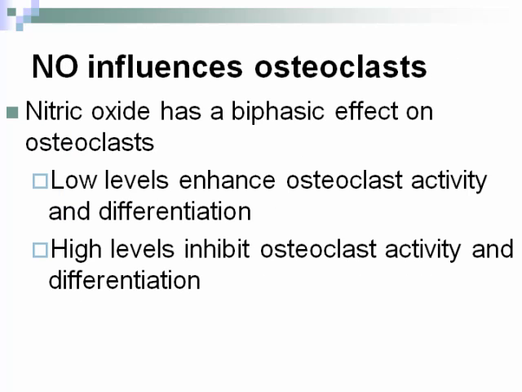The other thing that we know is that nitric oxide can influence osteoclast activity. It seems to have a biphasic effect, so that low levels of nitric oxide enhance osteoclast activity and differentiation, so we have more bone breakdown, and high levels of nitric oxide inhibit osteoclast activity and differentiation. So theoretically, we'd have low levels of bone breakdown.